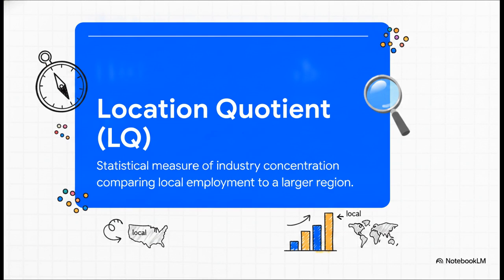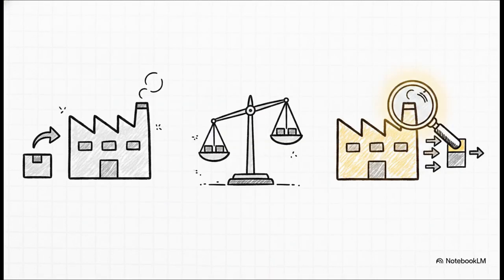It compares the employment share of a specific industry in a local region to the employment share of that exact same industry in a much larger reference area. So think an entire state or even the whole country. The really crucial point here is how we interpret this conversational math. Let's break down the thresholds. If you see an LQ exactly equal to 1.00, that means equilibrium. The region is producing just enough to support its own local demand.